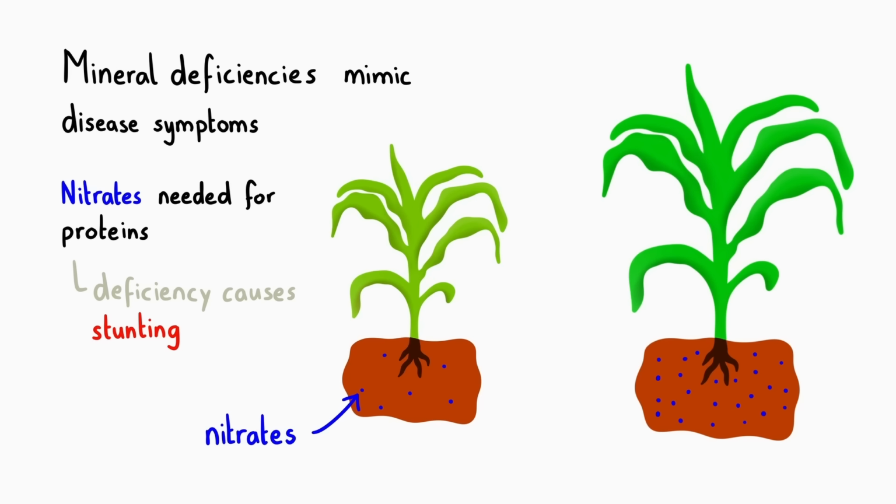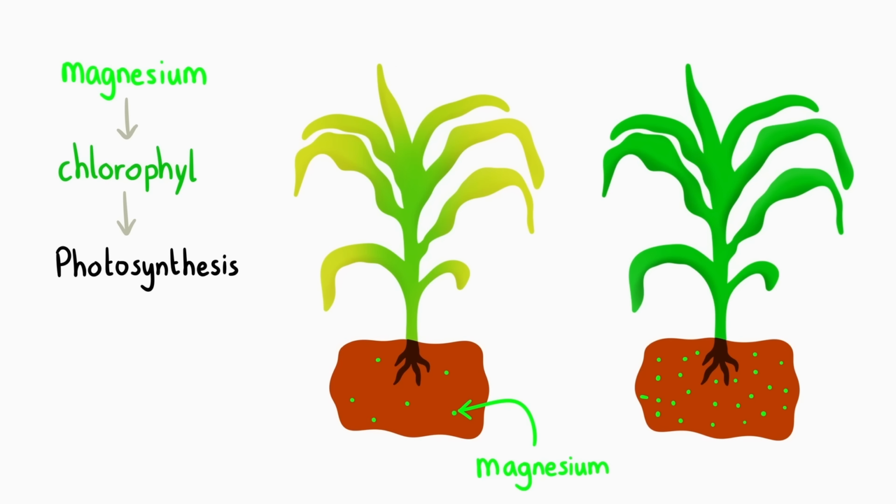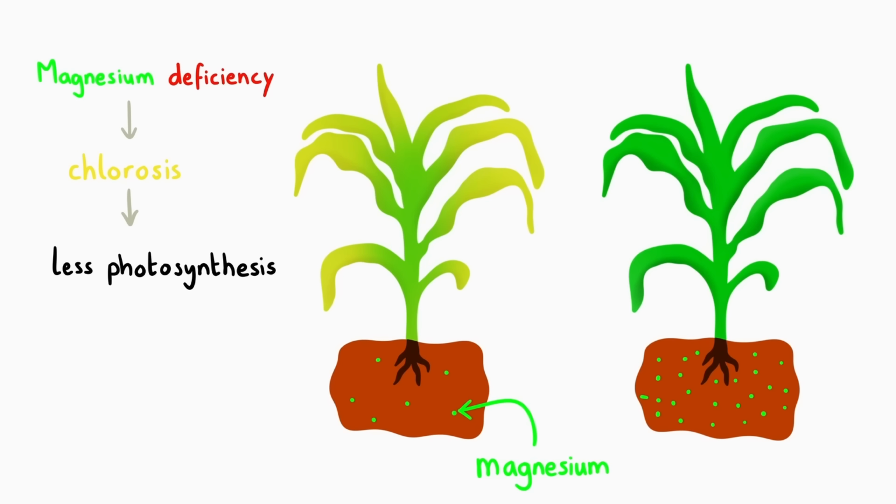For example, plants need nitrate ions to make proteins necessary for growth. When nitrates are in short supply, plants often exhibit stunted growth, a symptom that could be mistaken for disease. Similarly, magnesium ions are essential for making chlorophyll, the green pigment needed for photosynthesis. Plants lacking sufficient magnesium may develop yellow leaves, chlorosis, and have reduced ability to photosynthesize. This yellowing might be confused with symptoms caused by certain pathogens.